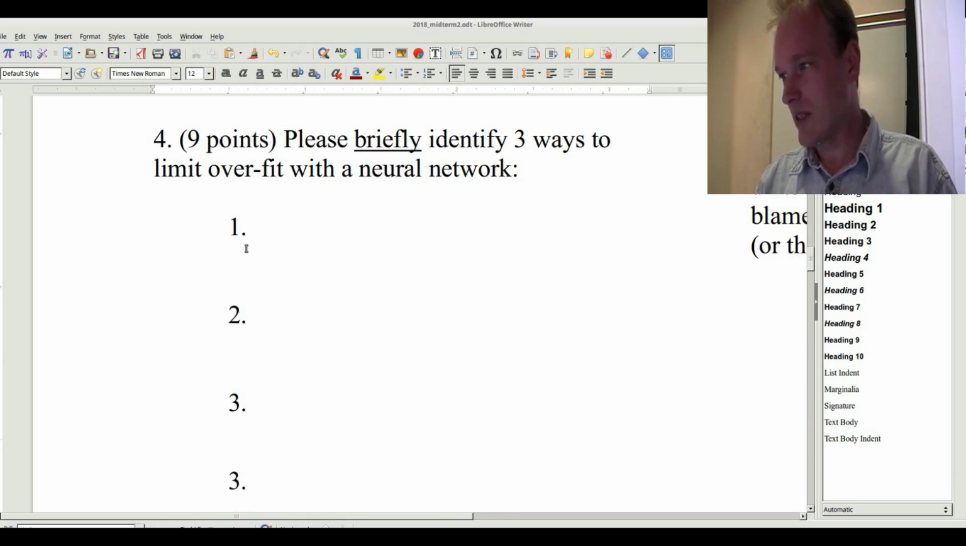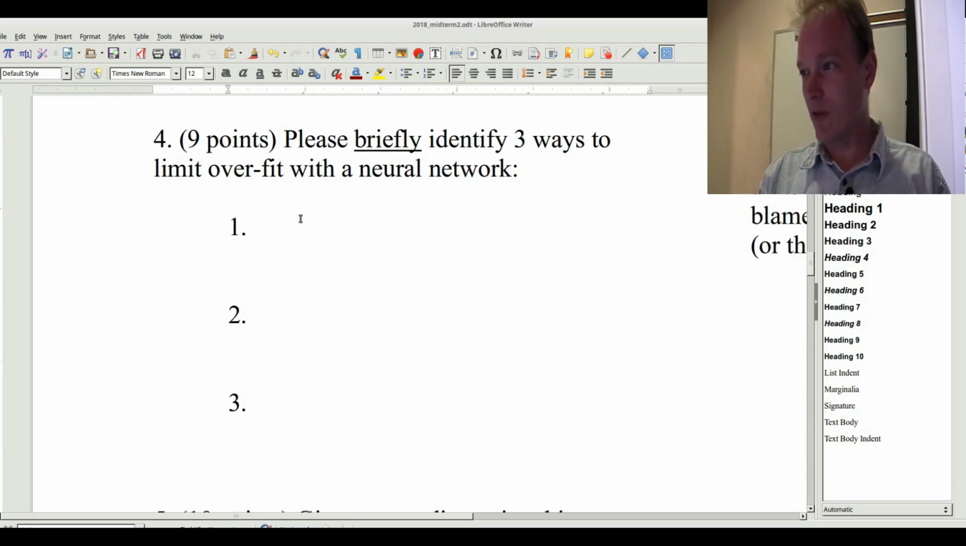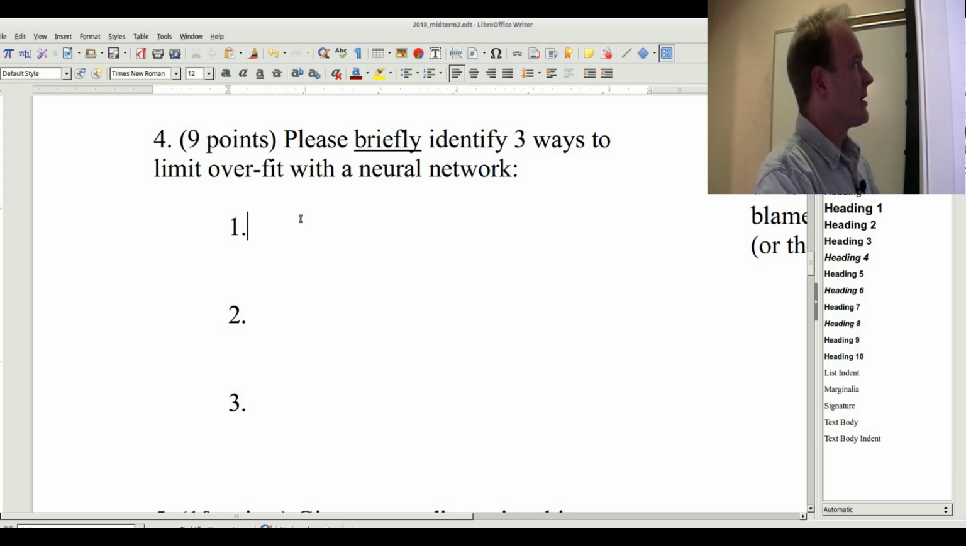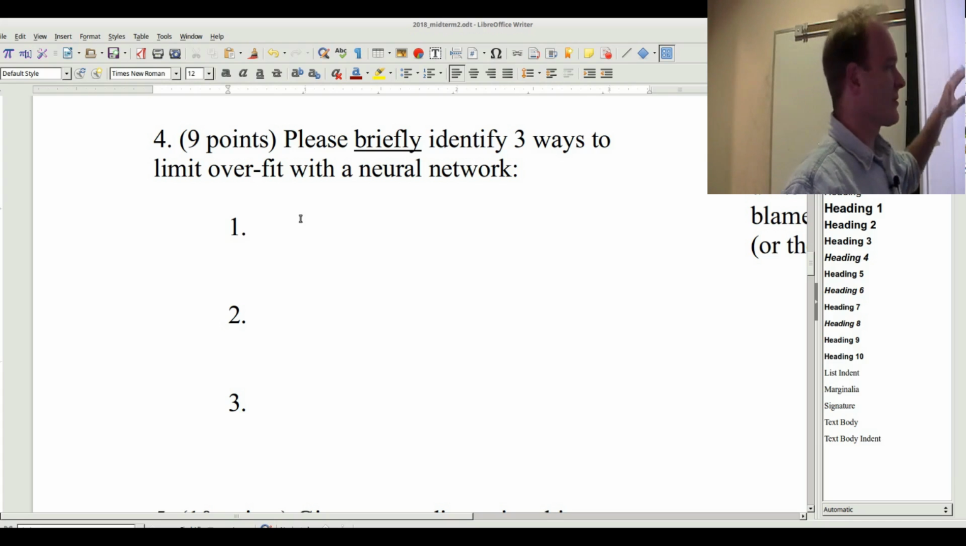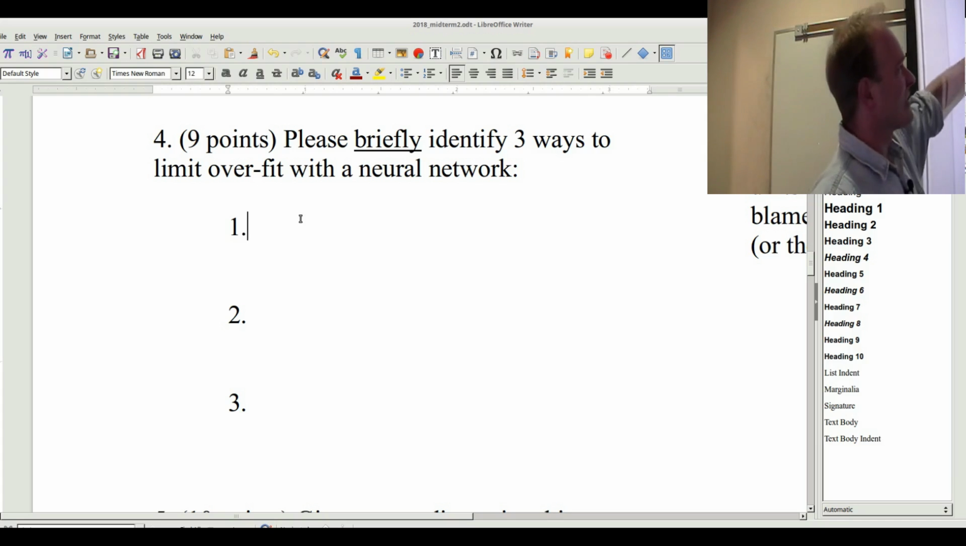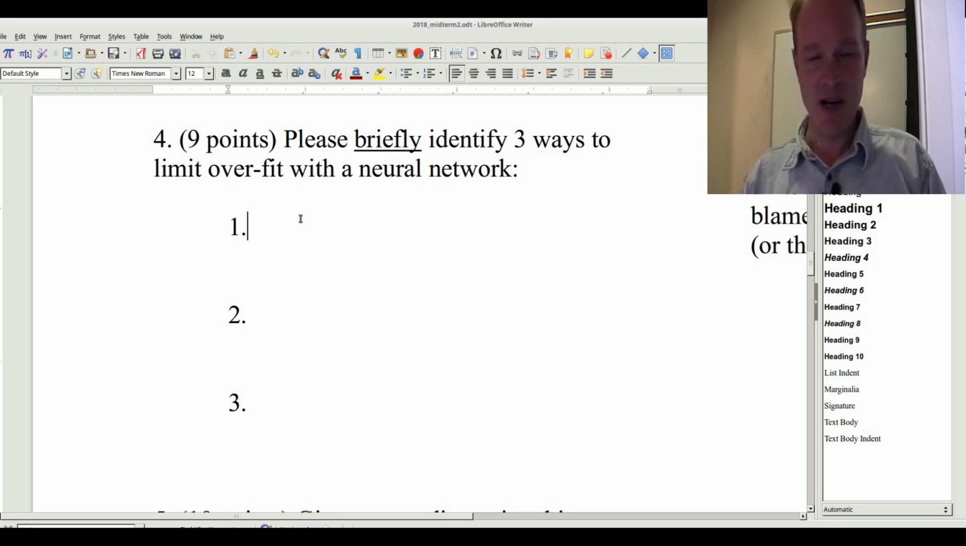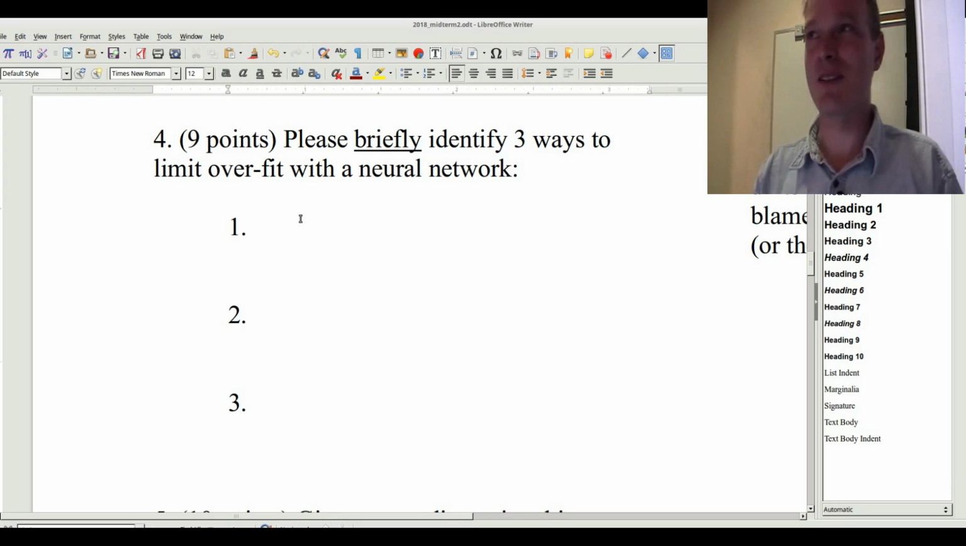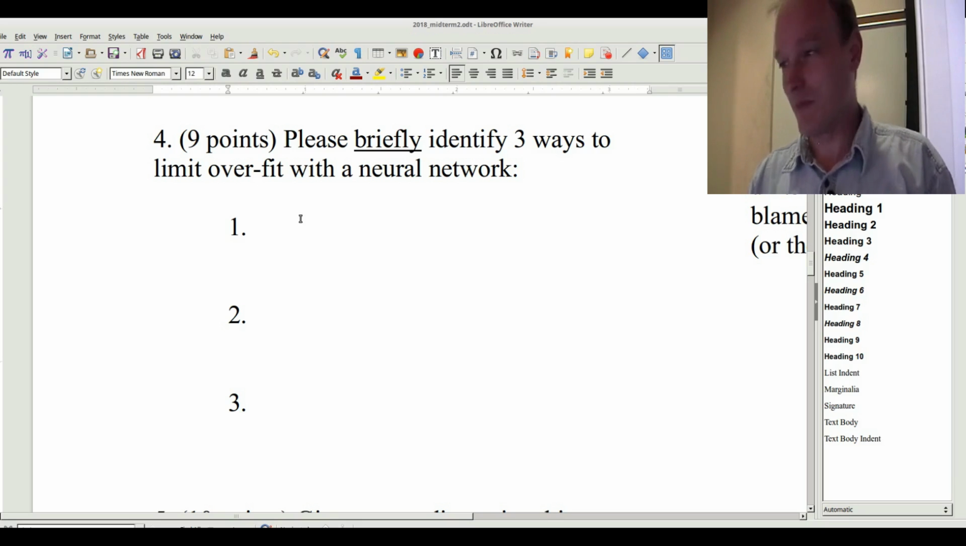Next question. Please briefly identify 3 ways to limit overfit with a neural network. You see what I'm doing here? You know how I promise you I'm going to repeat questions so that you have to go study the questions that come up on your previous midterms? This is me making good on that and thereby providing evidence to you that you should take me seriously when I tell you to go study your midterms before you take the final. Okay.